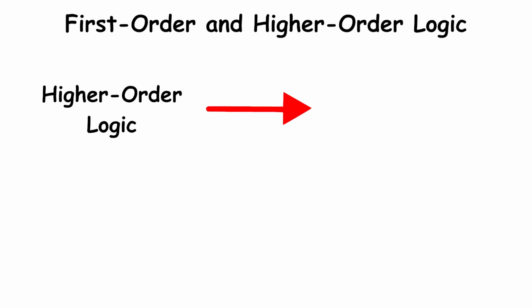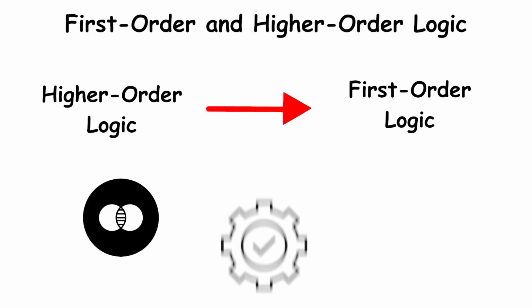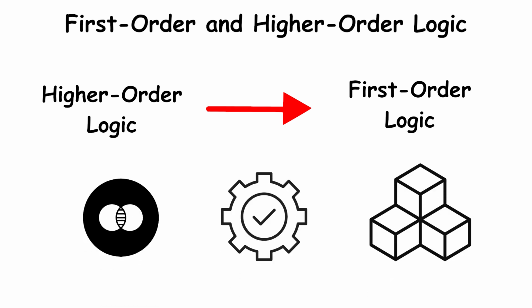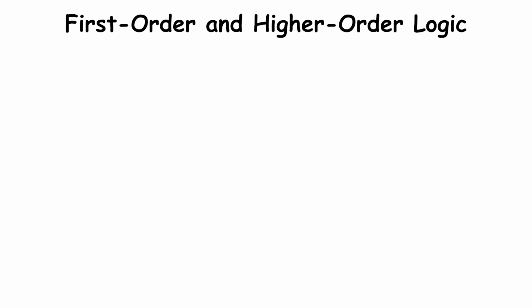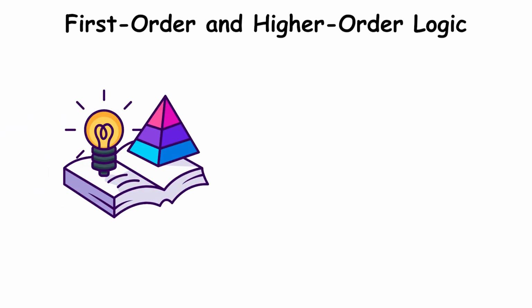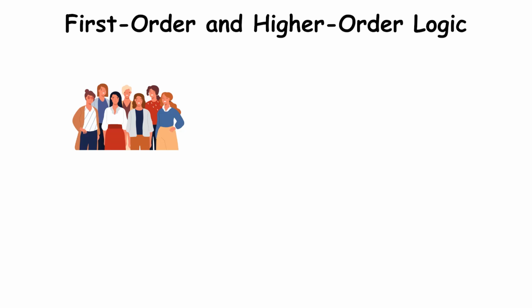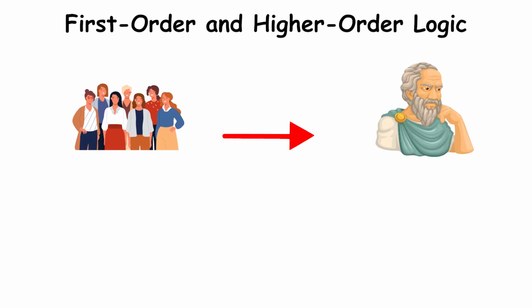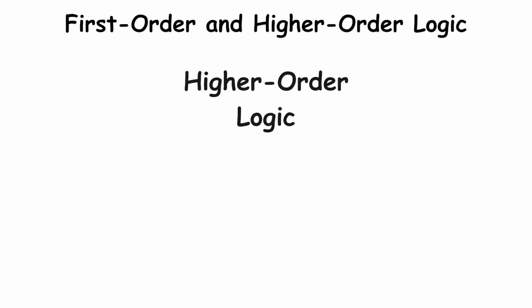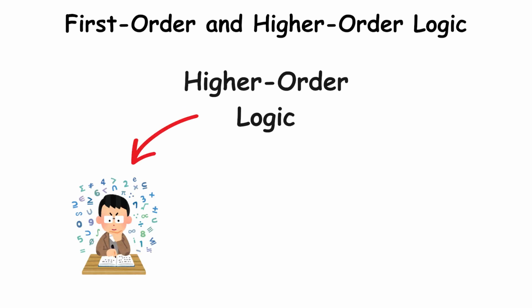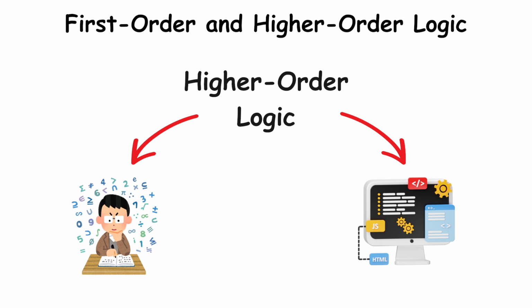Higher order logic builds on first order logic, allowing us to reason about sets, functions, and other logical structures. It's a more powerful system that lets us discuss theories of logic themselves, or reason about abstract concepts. Example, consider saying, the property of being human applies to Socrates. Here, you're talking not just about individual humans, but the property itself, being human. Higher order logic is particularly useful in advanced mathematics and theoretical computer science, allowing for more sophisticated formal systems.